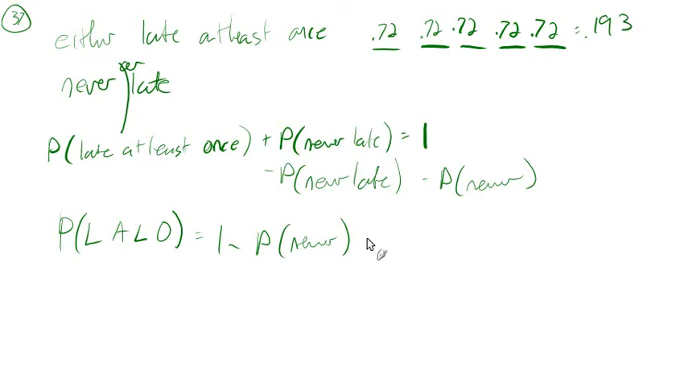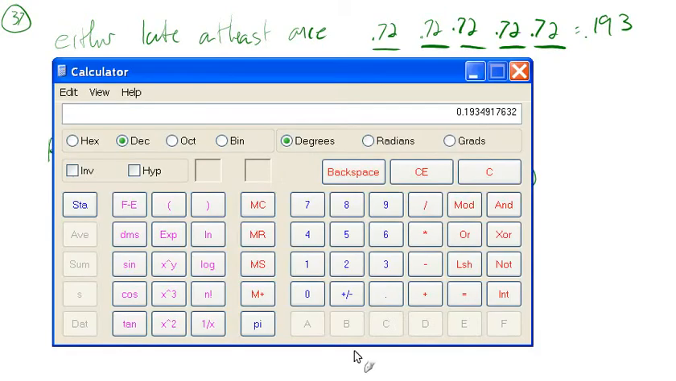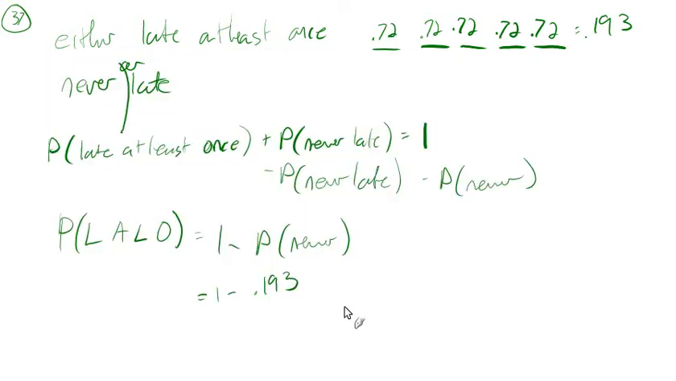So that would be the probability that it is never late. So 1 minus the probability that it is never late will be the probability that it is late at least once. So 1 minus 0.193 is 0.807. That is the probability that it'll be late at least once in the following week. There's a pretty good chance. If it's late 28% of the time, then there's a pretty good chance it's going to be late at least once during the week.